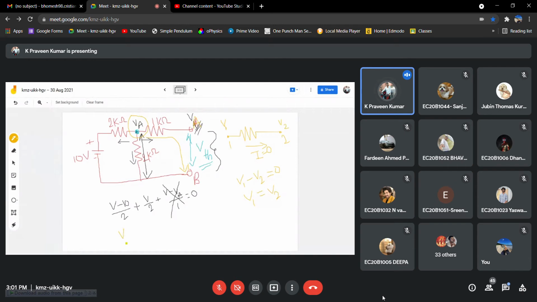So with this, instead of V, I can directly write it as VTH, right? So the open circuit voltage is nothing but Thevenin voltage. So I can write VTH minus 10 by 2 plus VTH by 2 equal to 0. Now what will be the VTH value? What is VTH now?